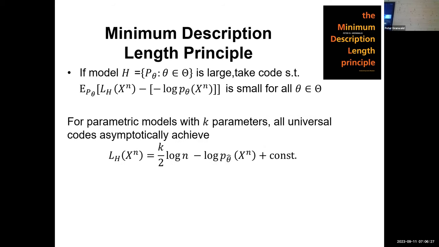What's interesting is if you have regular parametric models, like Markov chains, for example, with K free parameters, then these three methods asymptotically give you the same thing. They give you minus log probability of the data according to the maximum likelihood estimator, which maximizes the probability, plus something related to the number of parameters. The constant is different for the three methods. But just to say that there's not one way of doing it.